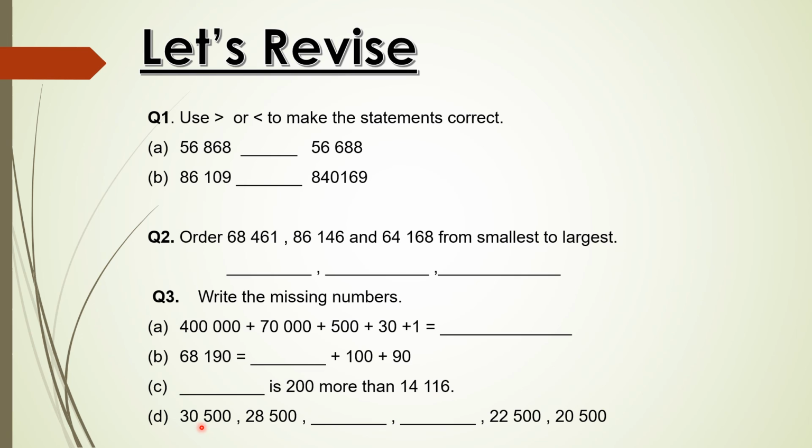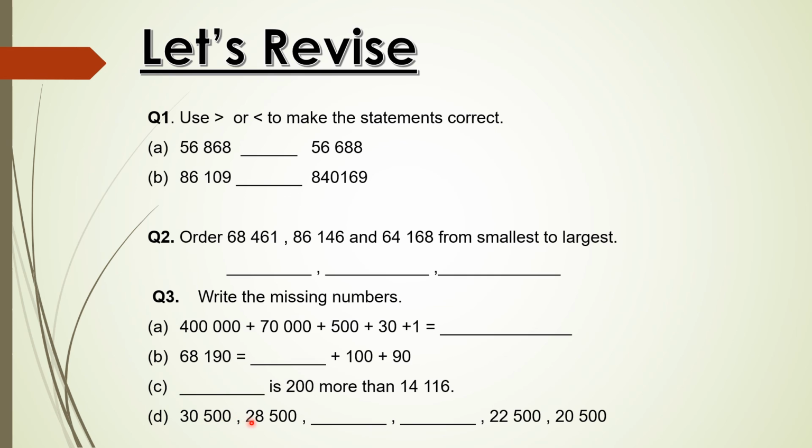Part D. This is a number pattern. 30,500, 28,500. So what are we doing here? Are we moving forward or are we moving backward? Are the numbers increasing or are they decreasing? 30,500, then 28,500. So from 30 it's 28. So what is the difference? 30 minus 2 is 28, right? Okay. So what are we doing?